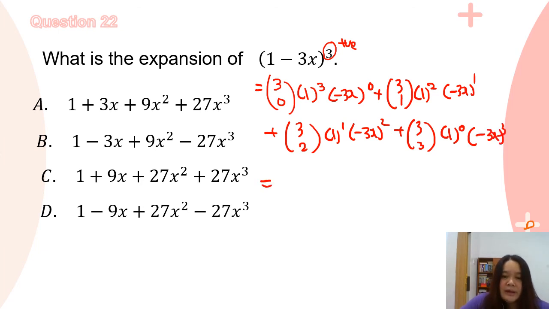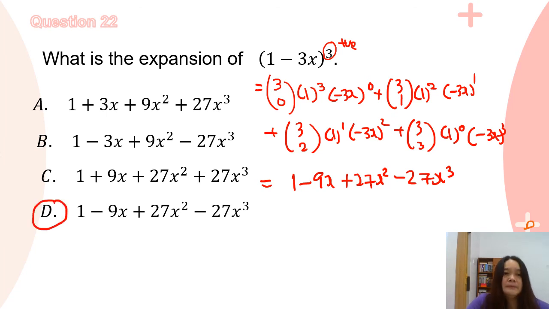So you use the calculator to evaluate the binomial coefficients. So we get 1 minus 9x plus 27x squared minus 27x cubed. So the correct answer should be D here.